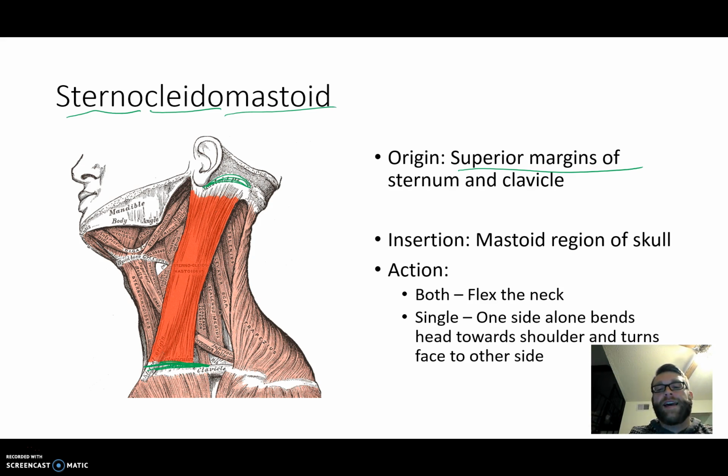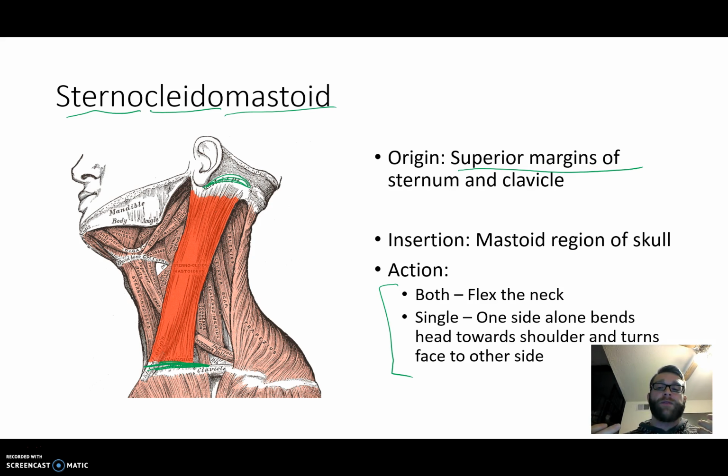With this muscle, its action is a little bit complex. It's a muscle that has one on each side. You have a sternocleidomastoid on the left and one on the right. When both act at the same time and carry out the same action, it's going to flex your neck. So if you contract both muscles, you're flexing your neck.